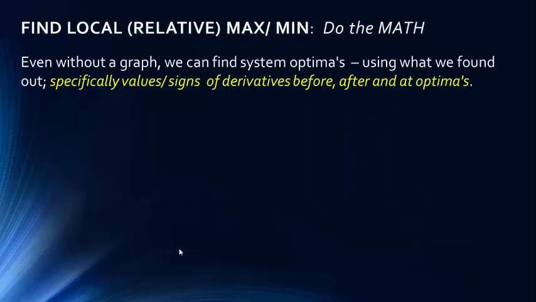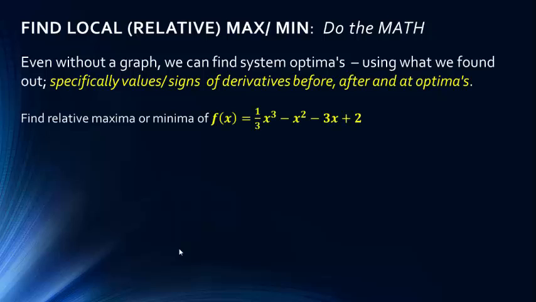Okay, so let's do a problem. So even without a graph, we can find system optimums using what we found out, specifically the values and signs of derivatives before and after and at the optimums. So the first thing we want to do is find the optimum values. So find the derivative, set it equal to 0, see if there are values where it doesn't exist, solve for that, and then find the values before and after. Are they positive, negative? This would indicate, again, a positive slope, negative slope, so it's a maximum, or a negative positive would indicate that it's a minimum.